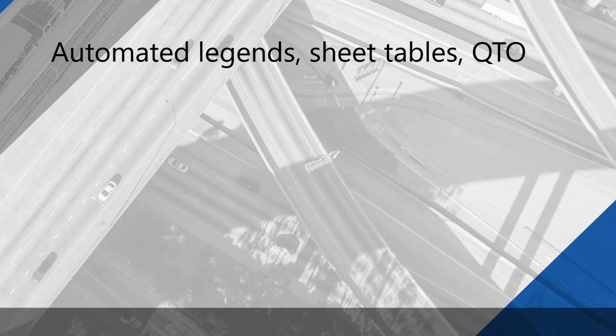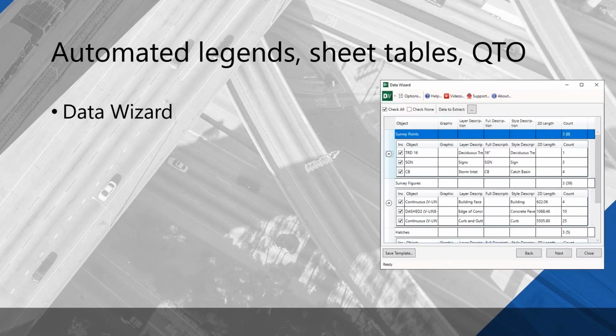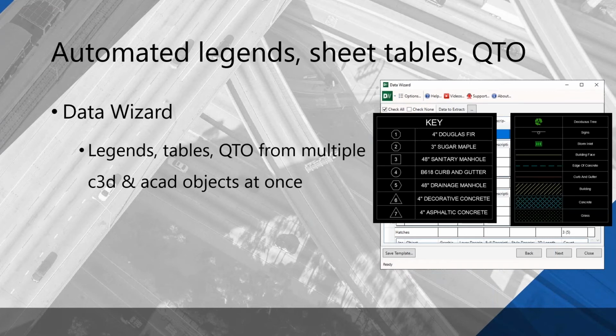And then another tool set is going to give us a number of options around automated legends, sheet tables, QTO, basically anything that involves scanning our drawings to create tables, Excel outputs, anything like that. And this tool is called Data Wizard, and there's a screenshot of it there. We'll jump into it in more detail in a bit, but it allows me to scan for any kind of Civil 3D or AutoCAD object and generate any kind of tables or legends from them. You notice it'll insert graphics and legends. We can do QTO, you name it.